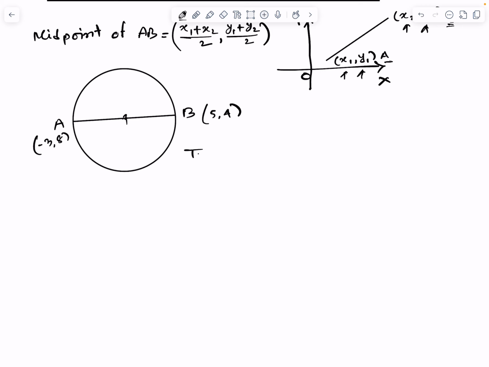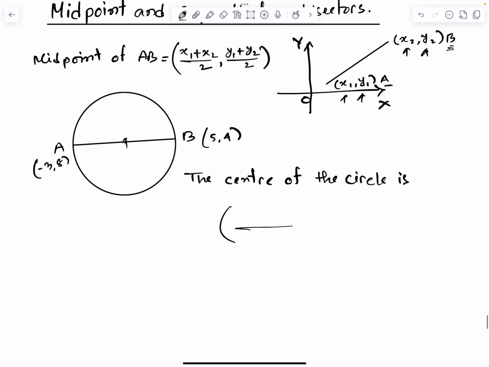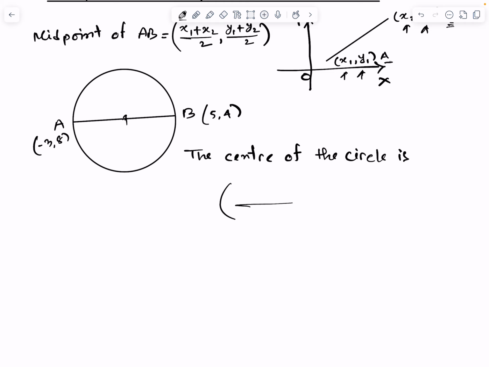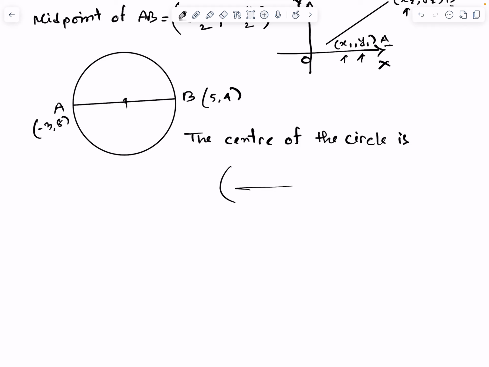So we can say the center of the circle is, what's the formula for finding the midpoint? We have to average the endpoints, the x coordinates and y coordinates. So here the endpoints are A and B.